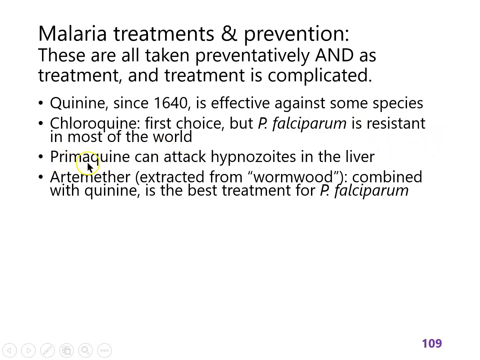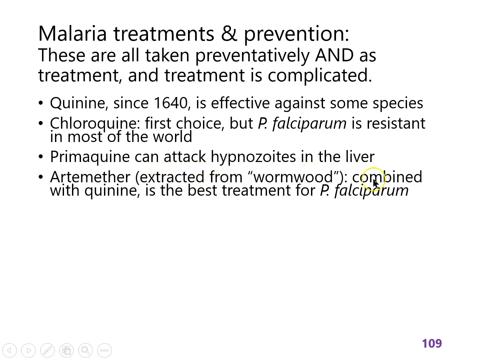So we need other drugs. For example, this one, I'm not sure how to pronounce, can attack the hypnozoites in the liver. And again, it's only 2 different species that make those hypnozoites that cause a chronic infection, but this is a drug that can treat that chronic infection. And then we have drugs that are derived from artemisinin, like artemether. Combined with quinine, this is the best treatment for falciparum.